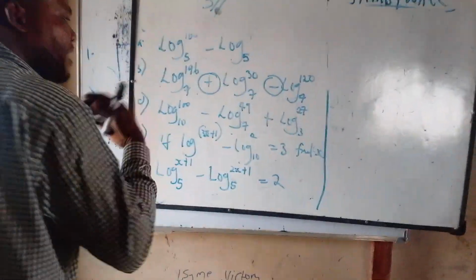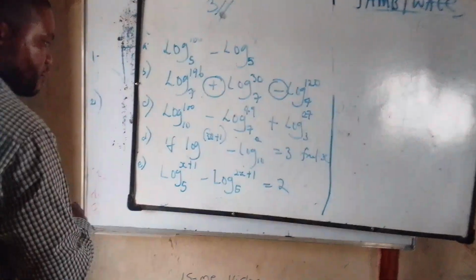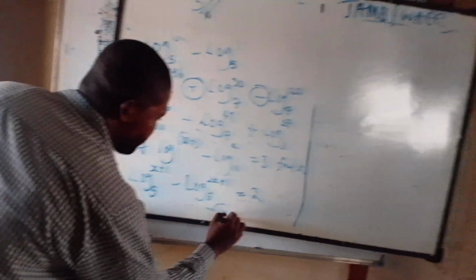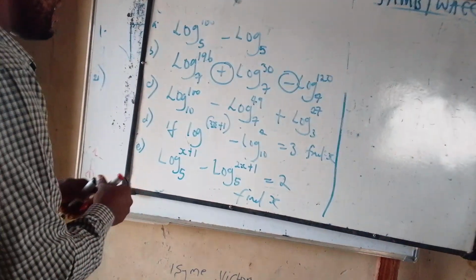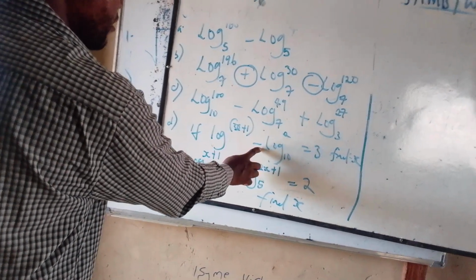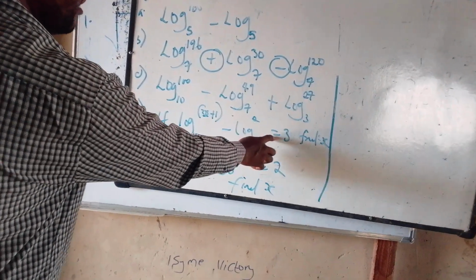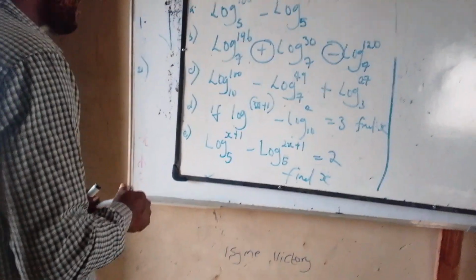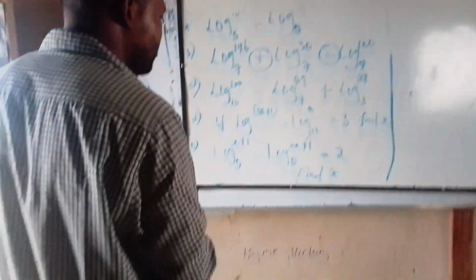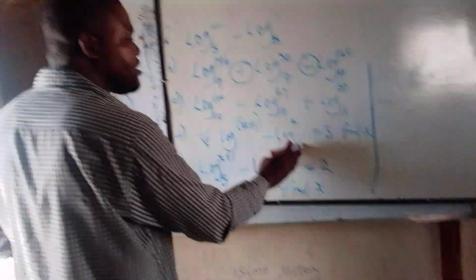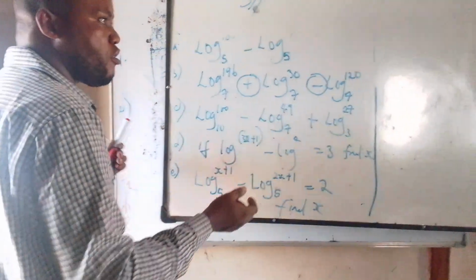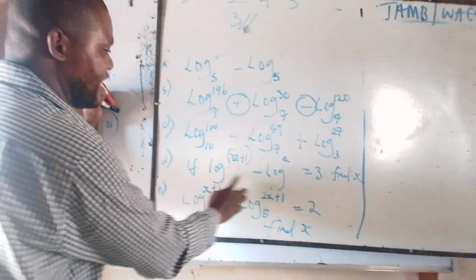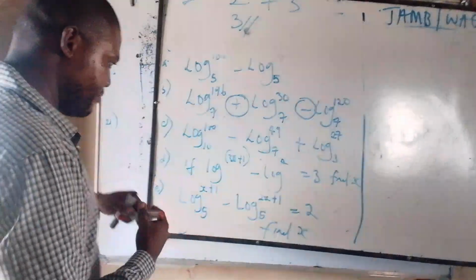Then look at what I have here under this other law. I'm asked to find x here, and I'm also asked to find x here. Let me start: log of this one minus log 2 equals 3. Whenever you see a log given to you without anything written at the base, it means log base 10.